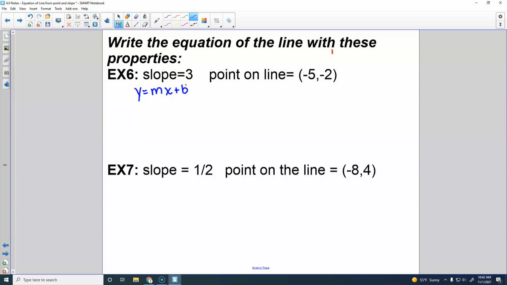Easton, what could I plug into that equation? What do we know? Good. So where did I put it? Good. So we'll have y = 3x + b. Then I need to find the b. The y-intercept is what I need, right? So I'm not going to replace the b.